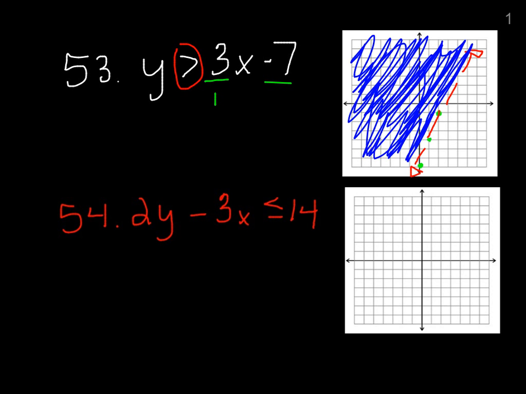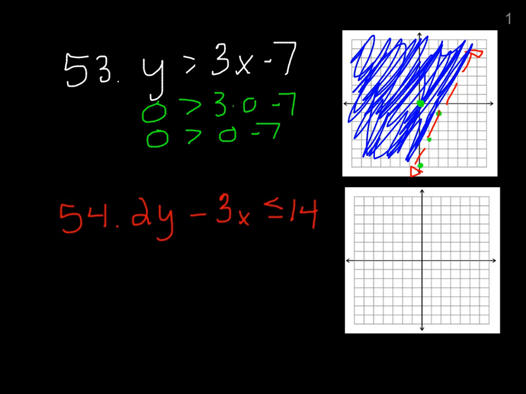Now, if we're going to do a test point to see whether we've shaded correctly, 0, 0 is inside the shading. So if we put 0, 0 in for y and x, then we should get a true statement. That will tell us that we have done this correctly. So 0 is greater than 3 times 0 minus 7, we get 0 is greater than 0 minus 7, which means 0 is greater than negative 7. This is true, so our shading in our graph is correct.